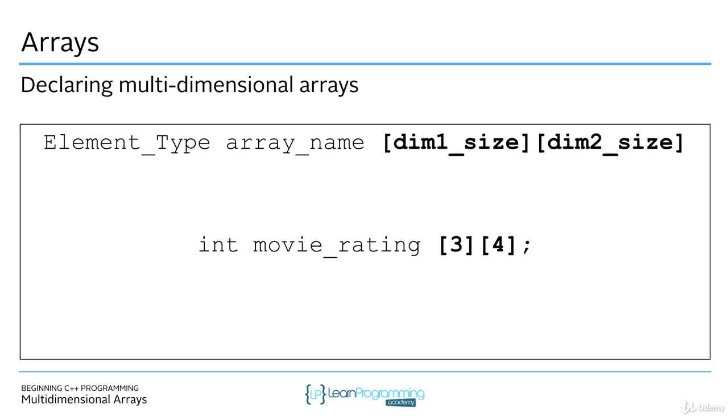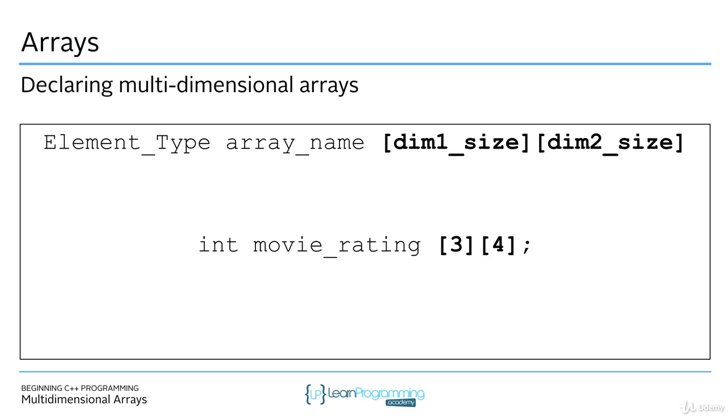The syntax for declaring multi-dimensional arrays just involves adding another set of square brackets with the new dimension inside them. In this example, you can see we're declaring a two-dimensional array named movie rating. This array has 3 rows and 4 columns, which means that the total size of the array is 12 integers. We have not initialized this array, so we should assume that the array elements contain garbage data until initialized.